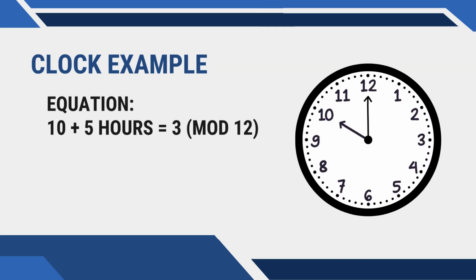Another example is clocks. Imagine it's 10 o'clock, and you add 5 hours. Normally that's 15, but clocks reset after 12. So we do 15 modulo 12 equals 3. The answer is 3 o'clock.